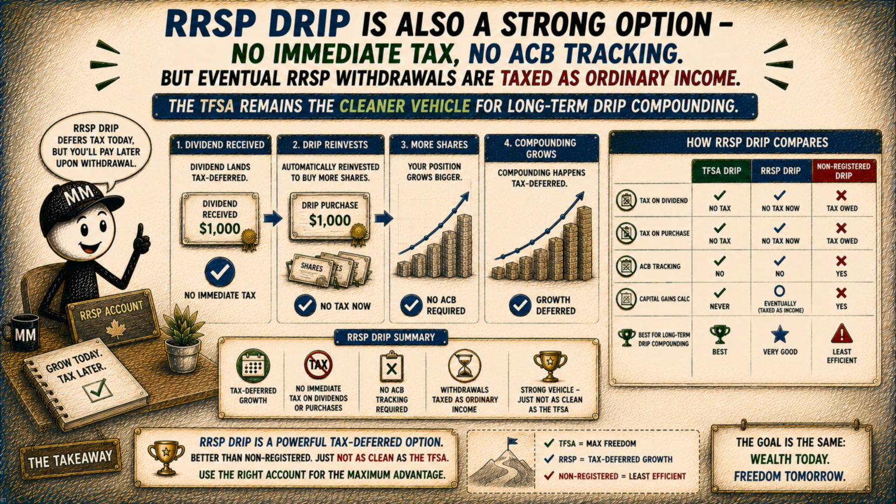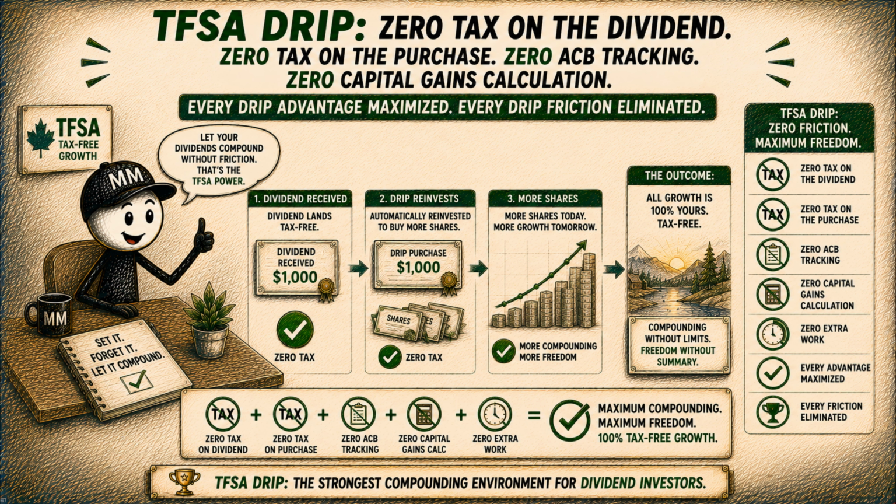In a TFSA, zero tax on the dividend, zero tax on the DRIP purchase, zero adjusted cost base tracking required, zero capital gains calculation ever. The DRIP runs on tax-free income, purchases shares at no tax cost, and generates future tax-free dividends. Every advantage of DRIP is maximized, and every friction of DRIP is eliminated simultaneously.